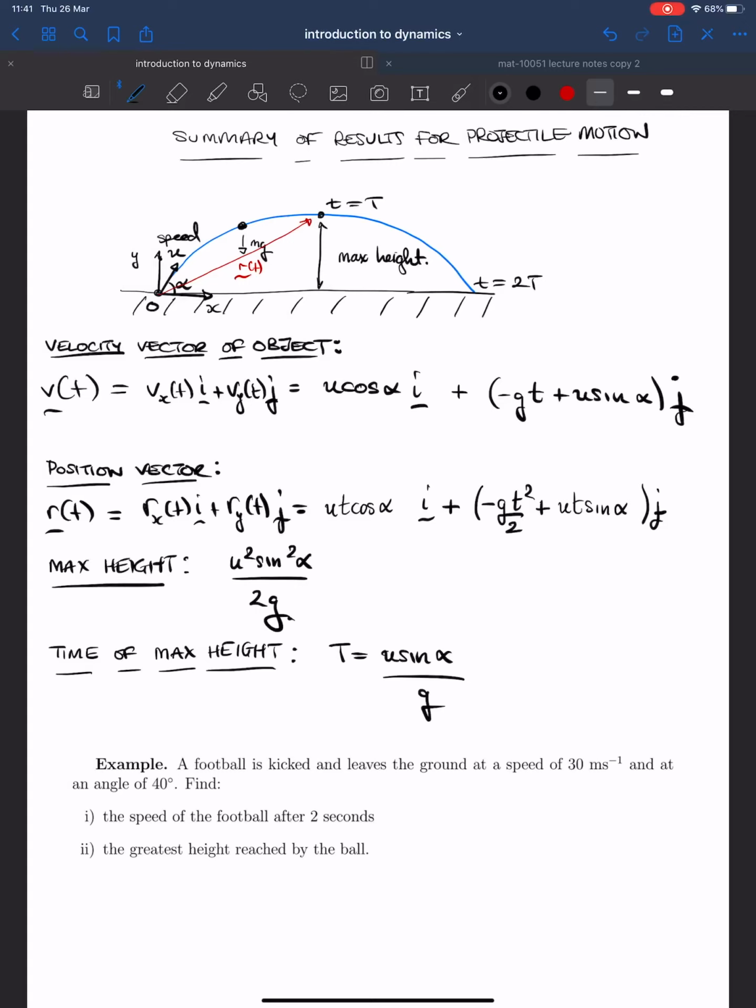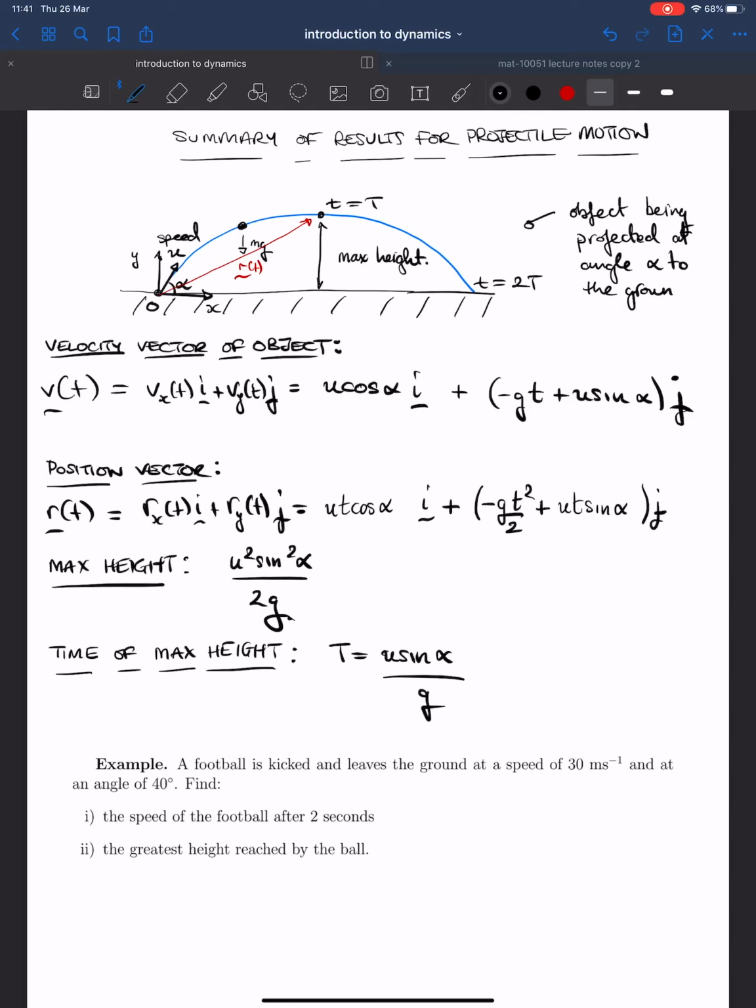Now, to start with, what we're going to do is summarize some of the results that we already have from modeling projectile motion. So here, what I've drawn is an object being projected at angle alpha to the ground.